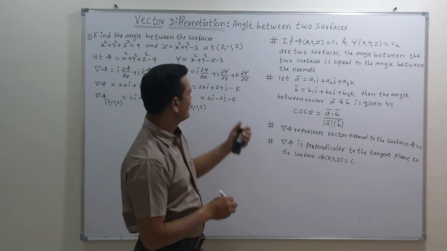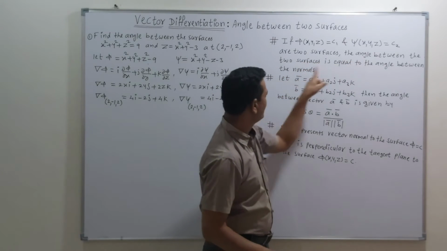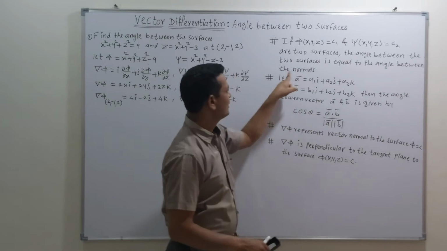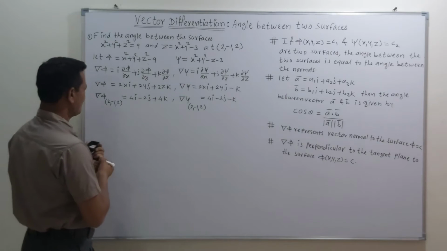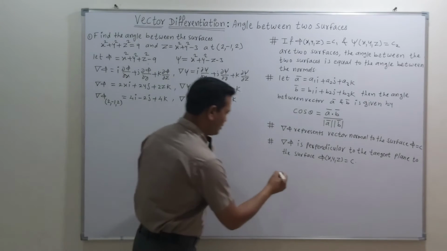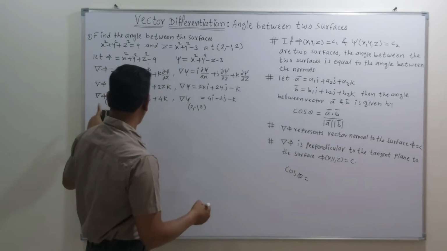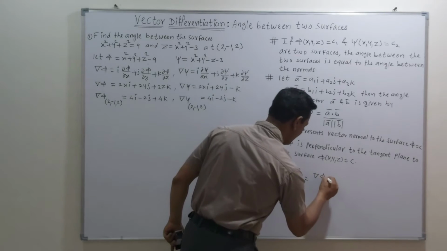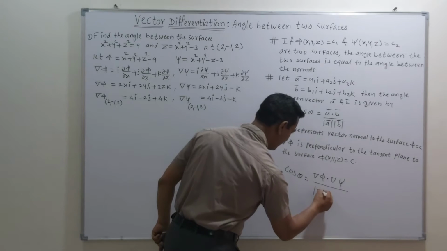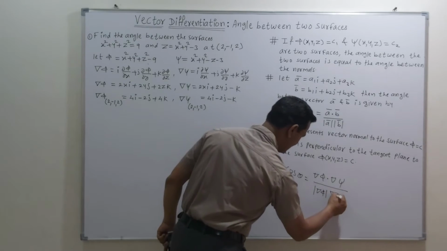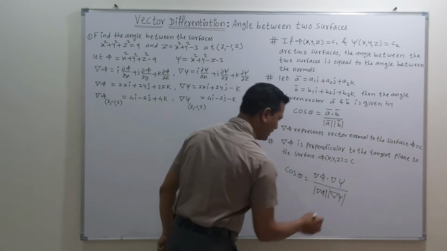Now friends, here the question is to find out the angle between these two surfaces. The theory says that the angle between these two surfaces is equal to the angle between the normals. So that means find out the angle between these two normals. Let's denote this angle by theta. So cos theta is equal to del phi dot del psi upon magnitude of del phi and magnitude of del psi. That is the meaning of finding the angle between these two surfaces.